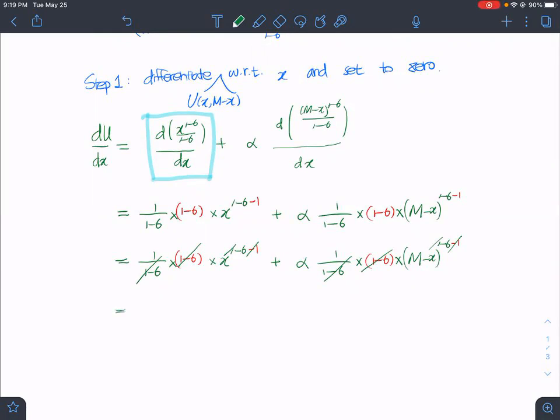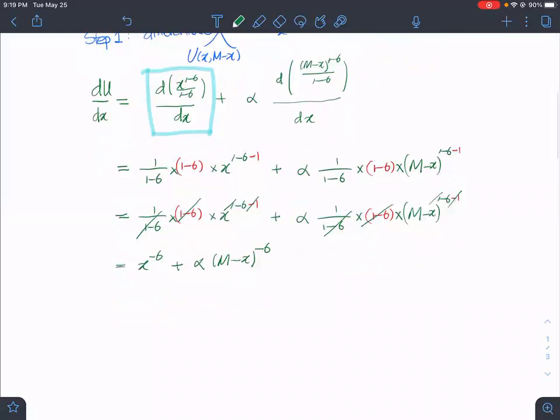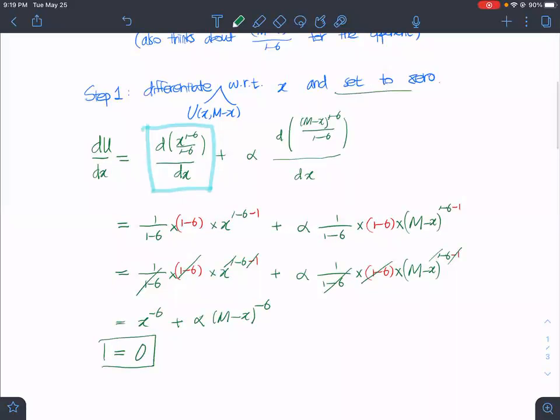So what is left is just x minus sigma plus alpha m minus x minus sigma. Okay. Any questions? Don't forget to set it to 0. Okay, so this is important. We need to set the resulting equation to 0. This is the key part.